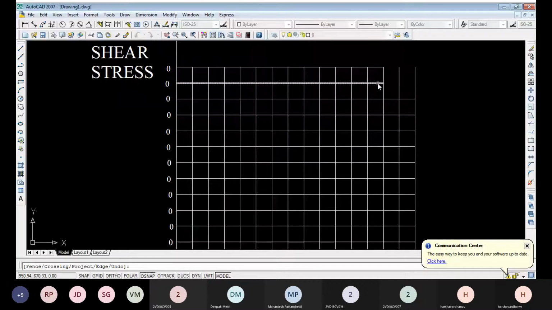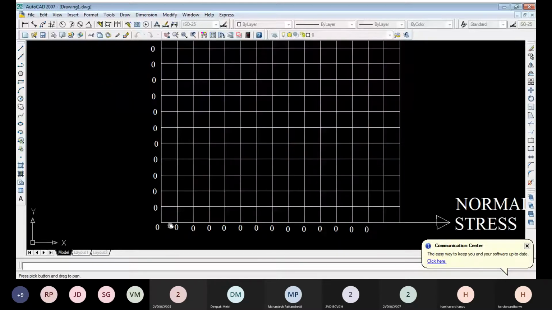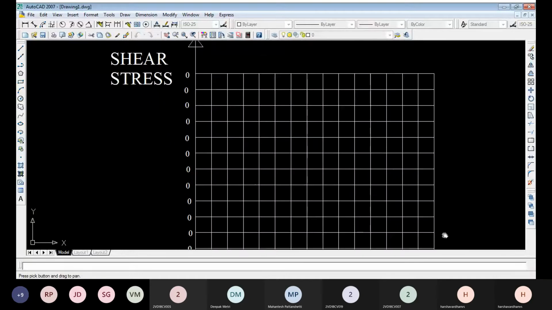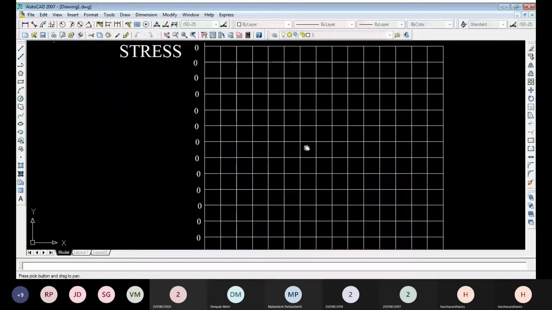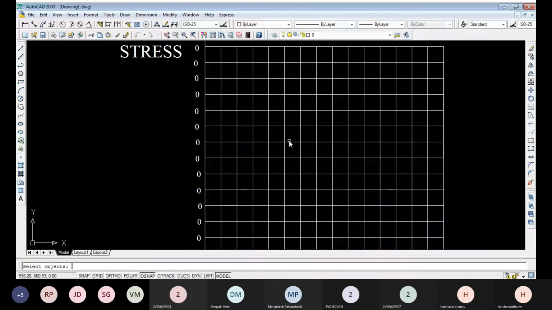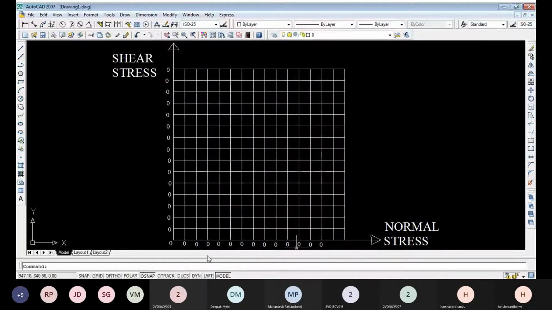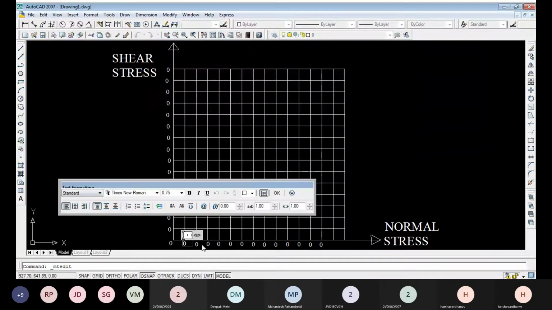Okay, so let's say this is 1 centimeter on both the sides. I have to take the same scale on both the axes. X-axis is normal stress and y-axis is shear stress. It is sigma and tau. So we have our graph sheet, and we'll mark the values. The maximum value is 300 for normal stress, so I'll take 1 centimeter equal to 20.